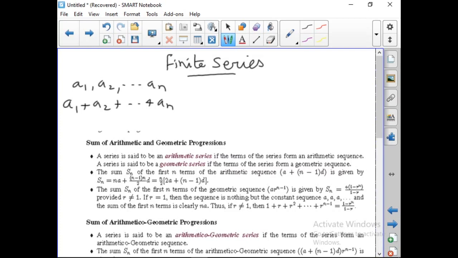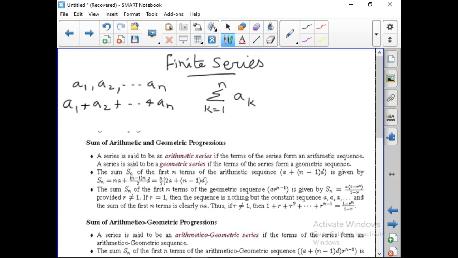So, this is called a finite series, and we can denote it as sigma k equals 1 to n of Ak. If you want, you can take the first term as 0 also. If you take the first term as 0, then it starts with A0 plus A1 etc. and here it will be sigma k equals 0 to n. So, with that also you can take.